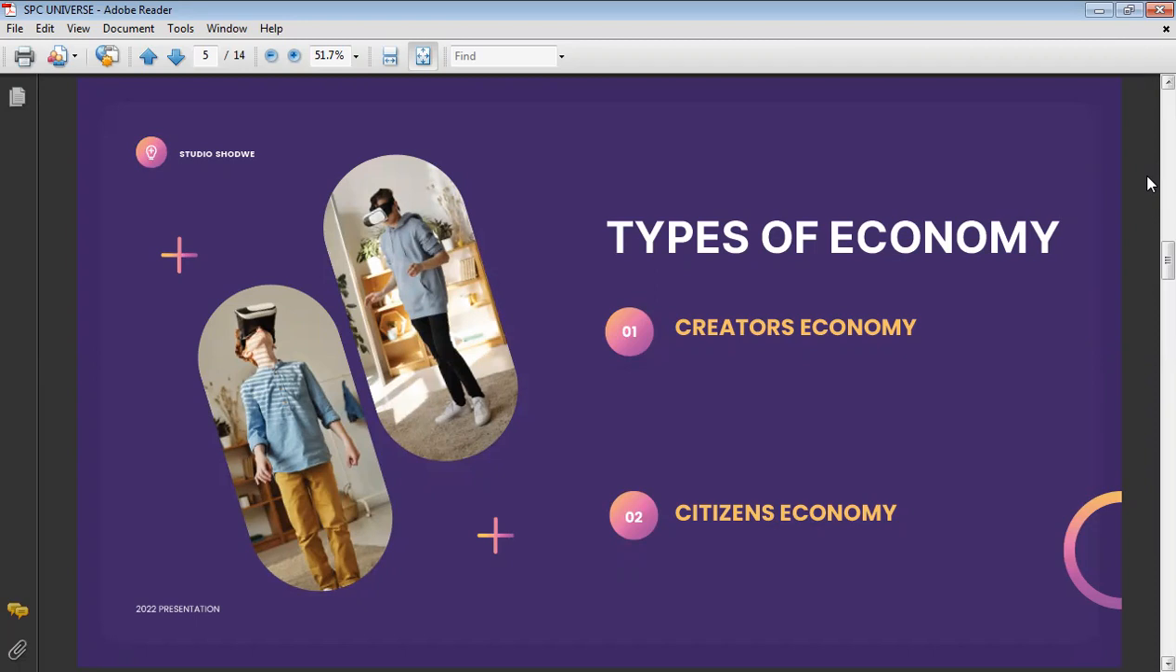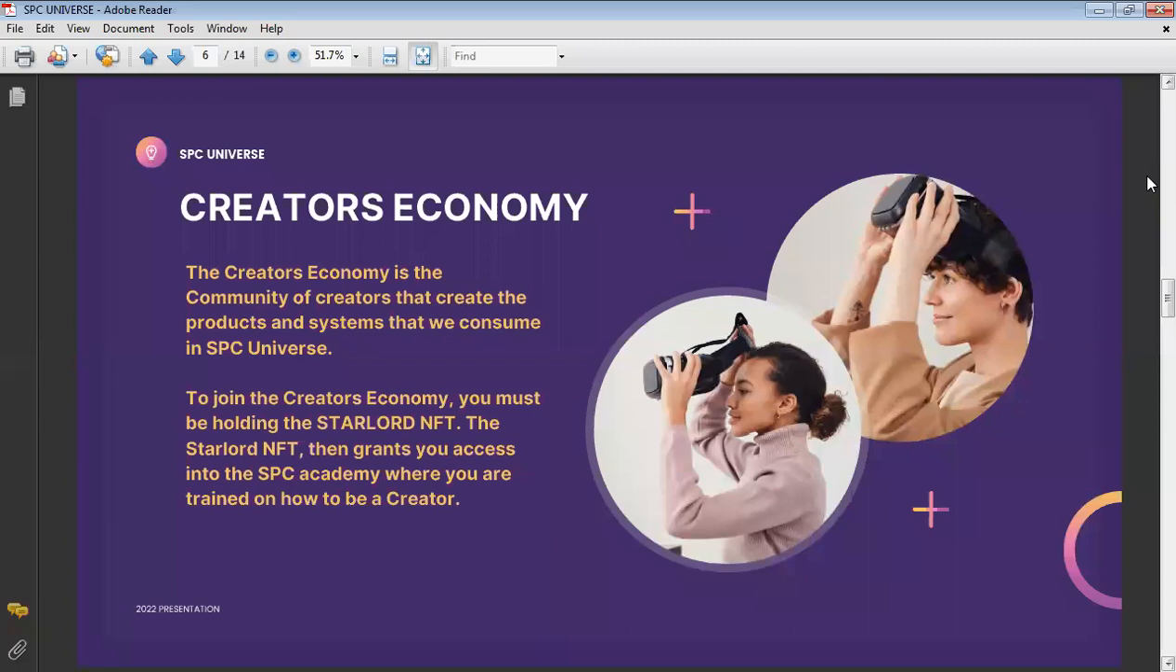What is the creator's economy? The creator's economy is the community of creators that create the products and systems that we consume in the SPC universe. You got it? To join the creator's economy as a member is massive. As a member, you are a creator. You're the one creating the systems, the products, the opportunities that citizens use, and it's very, very massive.